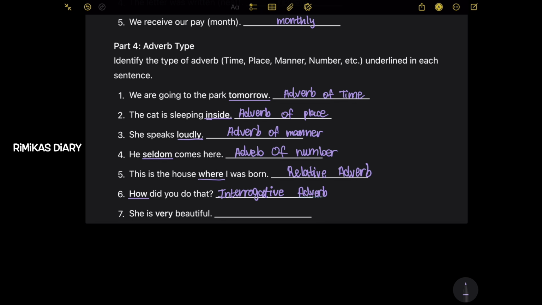She is very beautiful. So here, very is adverb of quality or degree. So adverb of quality or degree.